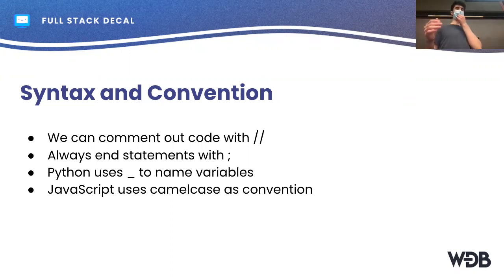Syntax and convention. Commenting out code, we comment with the double forward slash. In CSS, if you remember, it was the forward slash and the asterisk, followed by an asterisk and another forward slash. We always end statements with semicolons. And for naming conventions, Python uses underscores to name variables, whereas JavaScript uses camel case.